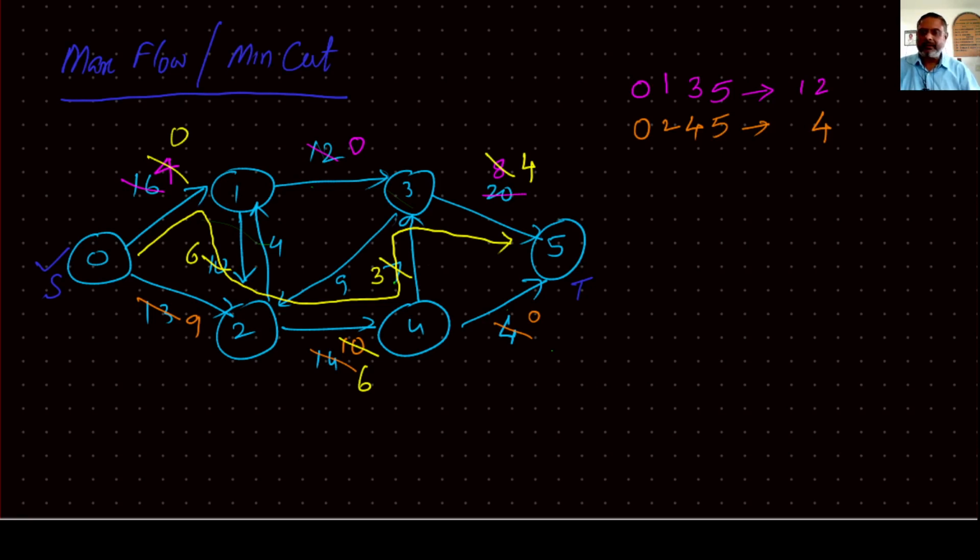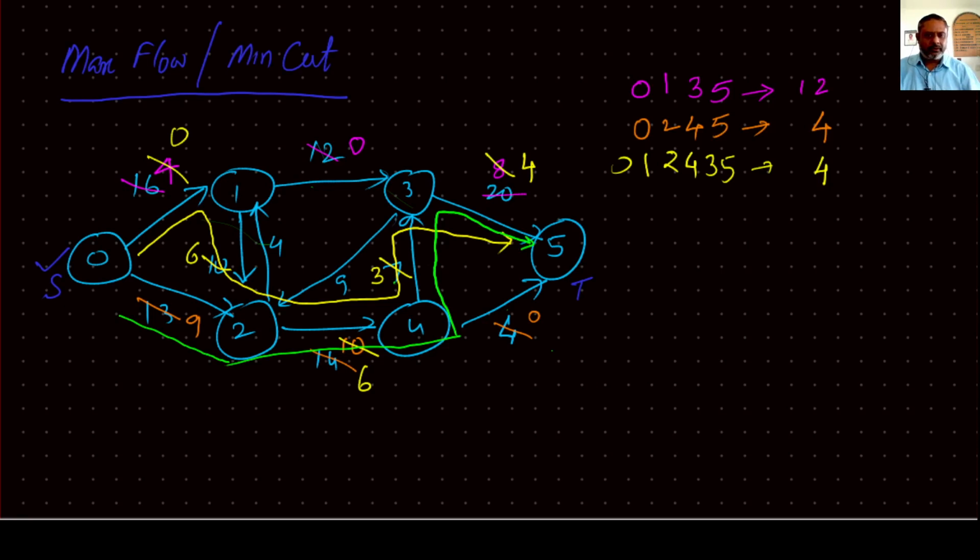So what was this path we had worked on? 0 to 1, 1 to 2, 2 to 4, 4 to 3, and 3 to 5, and this was 4. Okay, what next? Next, yeah, we can go to 2. Then from 2 we can go to 4. From 4 we can't go to 5, therefore we have to go to 3, and from 3 we go to 5.